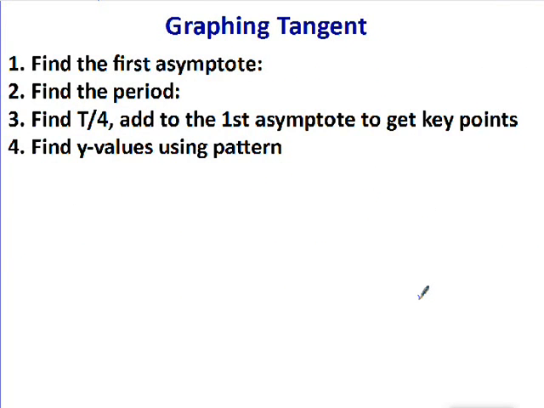So graphing tangent, just like with sine and cosine, I am not always going to give you the x values. You're going to have to find them on your own. So, find the first asymptote.